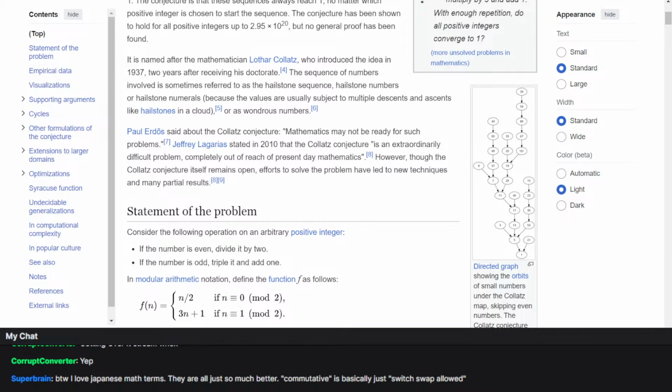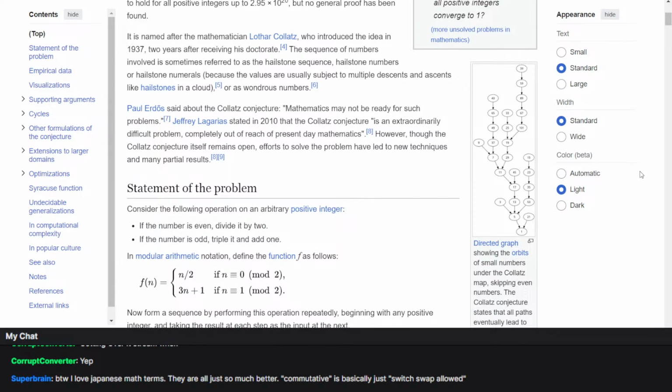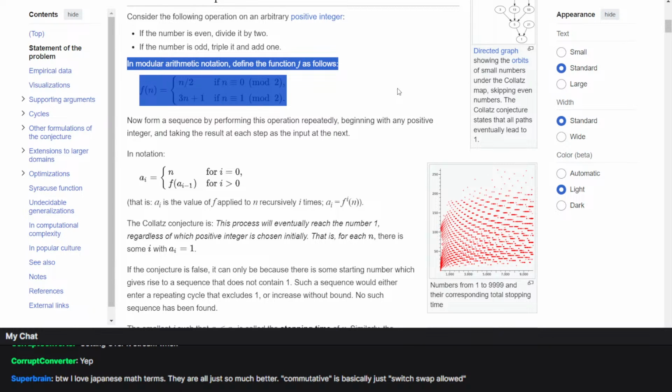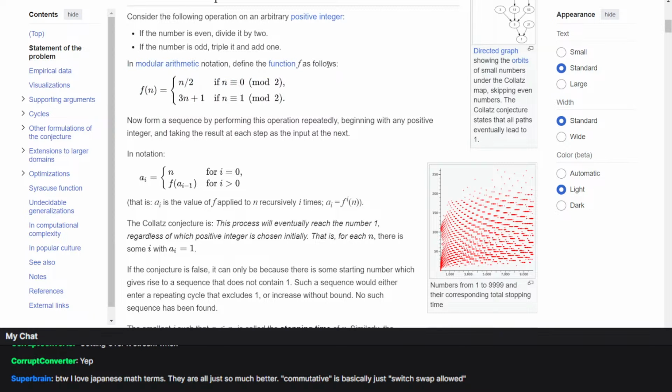Superbrain says BTW, I love Japanese math terms. Yeah, sometimes they are nice. Commutative is because of basically kanji, just swap. But Japanese has its fair share of words that are more screwed up than English, too. But they also have a lot of nice ones, you know? It's like, if you could just take the best things from Japanese and the best things from English and the best things from French and take the best things from all the languages and cut out all the crap, then you'd get an awesome language. Every language has its pluses. Just some languages have more pluses.